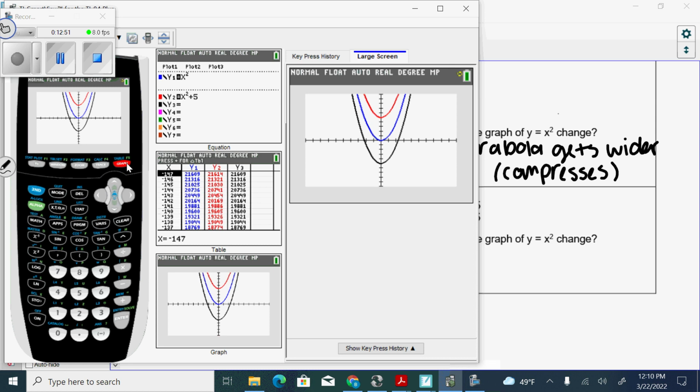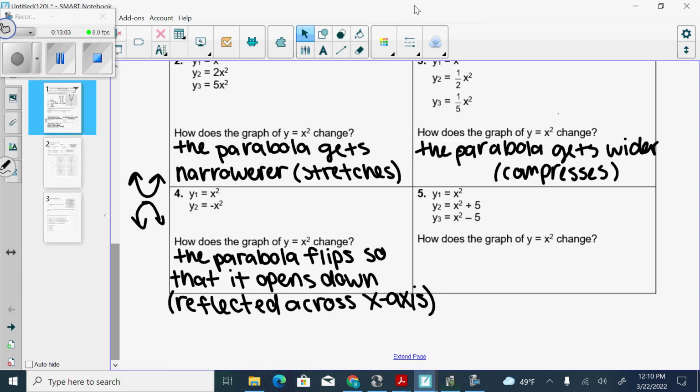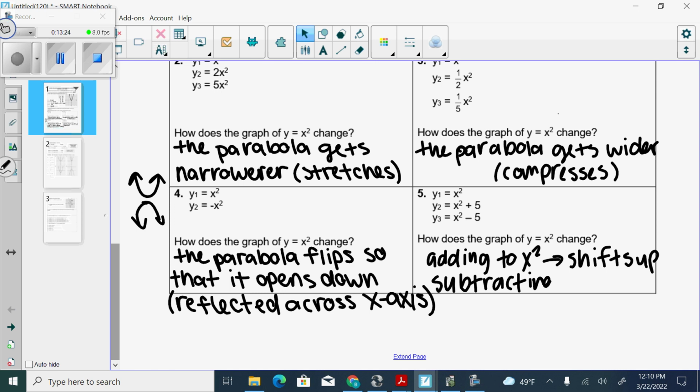So what happened to those graphs? Moves it up and down. The plus 5 moved it where? Up. And the minus 5 moved it down. Very good. Okay. So, how did this change it? Adding to x squared shifts it up. And subtracting from x squared moves it down.